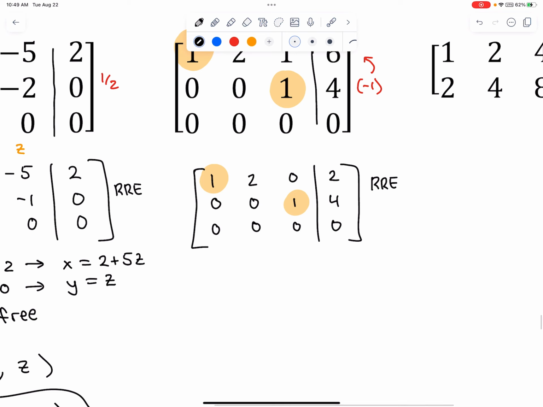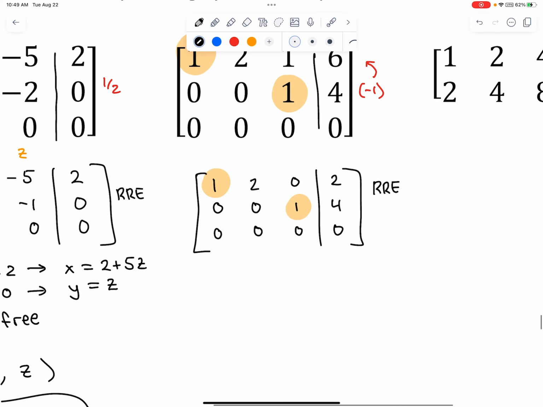Now let's convert back to equations. This time, you'll notice we have the x, y, and z columns, respectively. This time it's the y column that doesn't have a leading entry in it. There's no leading 1 in the y column, so it's y that's going to be free.